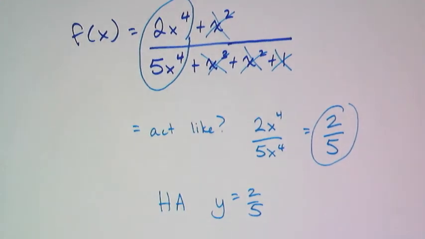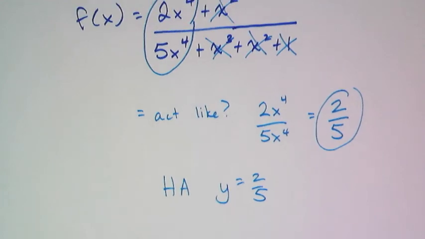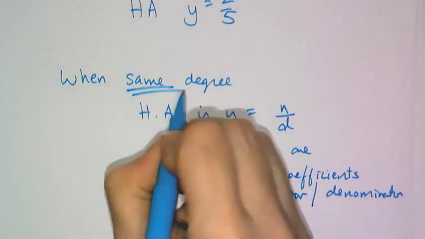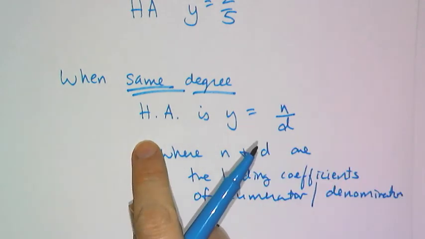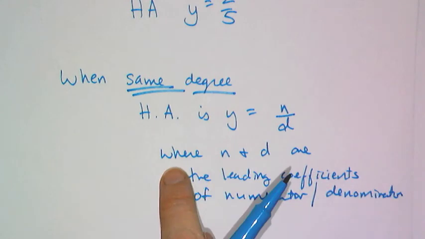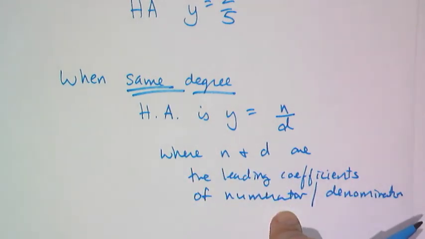So when the degree is the same, what I have to look at is the ratio of the coefficients. When I have the same degree, the horizontal asymptote is located at y equals n over d, where n and d are the leading coefficients of the numerator and denominator.